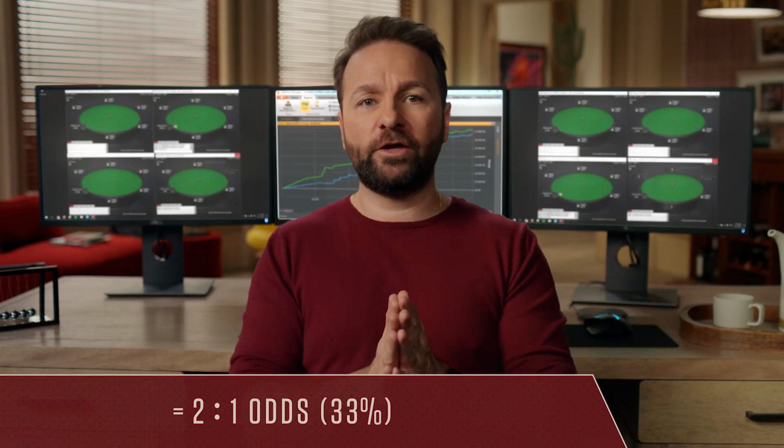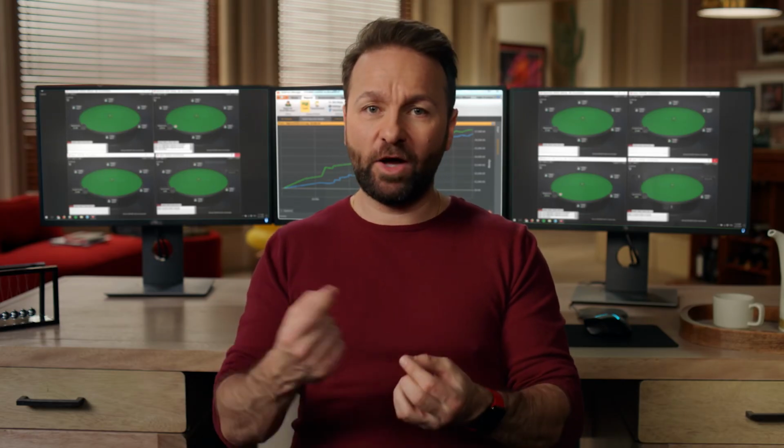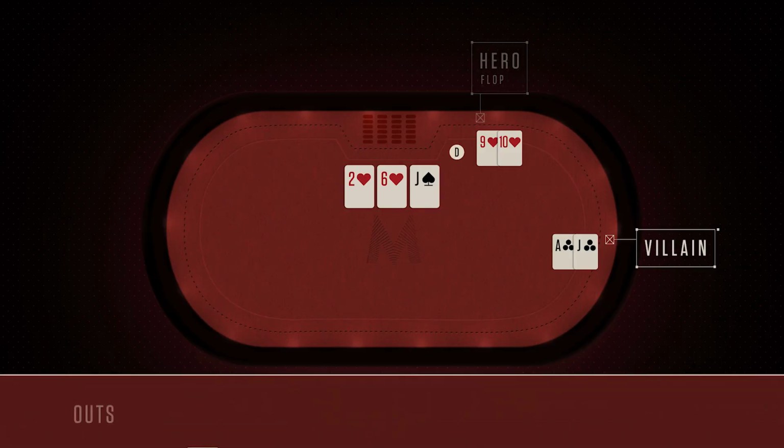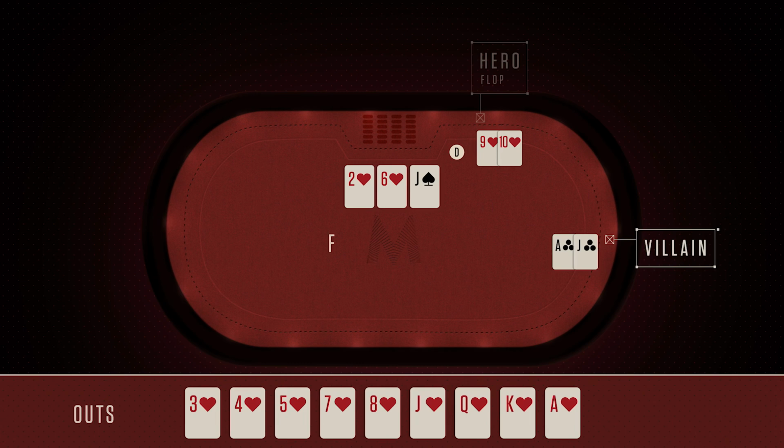Now, typically when you're deciding, especially if you're on a draw type hand, whether or not you should continue, it's super important to understand the pot odds. So let's say, for example, you flopped 4 to a flush, okay? So that means you have 9 cards with which you can make your flush, okay?